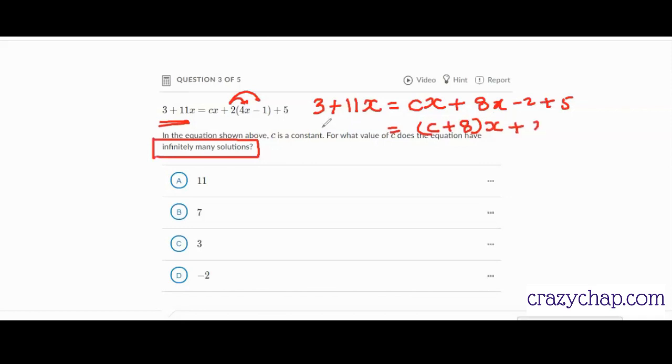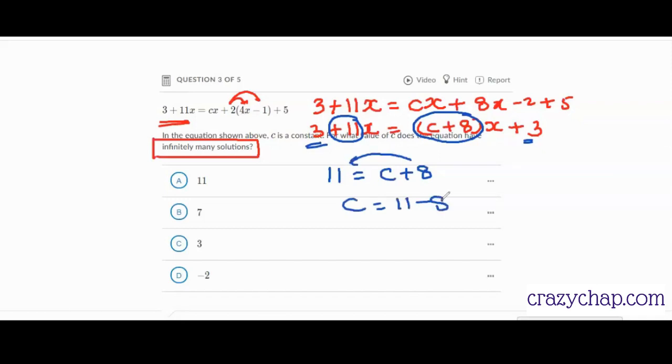So guys, what are we getting? On the left side we have 3 plus 11x, and the right side is (c plus 8)x plus 3. For infinitely many solutions, both sides should be the same. Comparing the constants, 3 and 3 are the same. Now comparing the x part, it is plus 11 here and (c plus 8) there, so they both should be equal. So 11 is equal to c plus 8. Solving that, 8 will go to the other side and become negative 8, so c is equal to 3. Option C should be the correct answer.